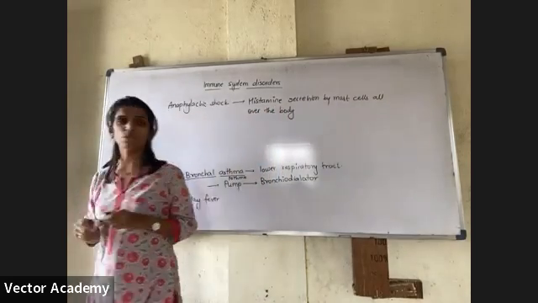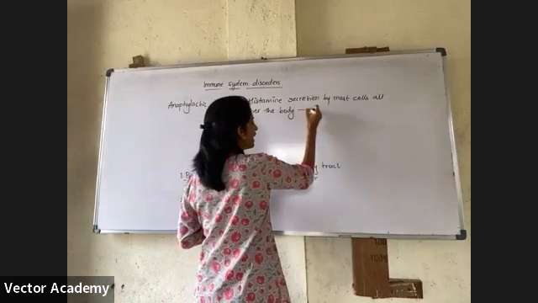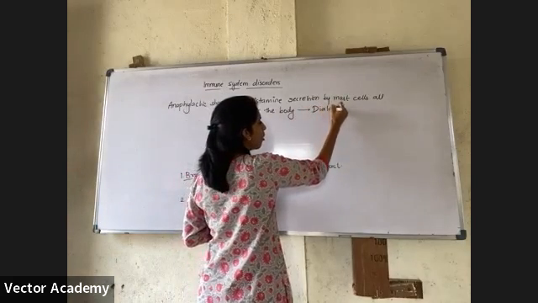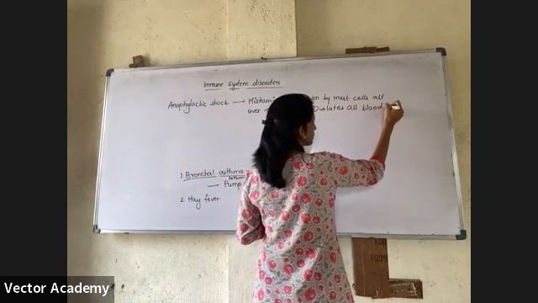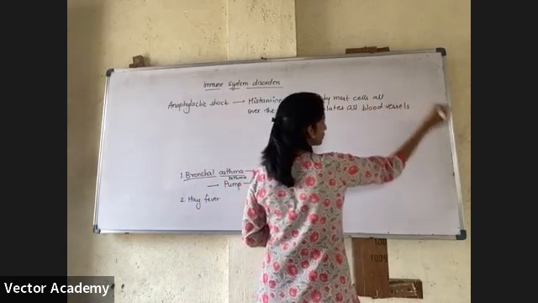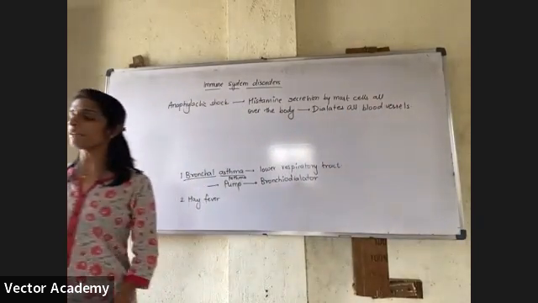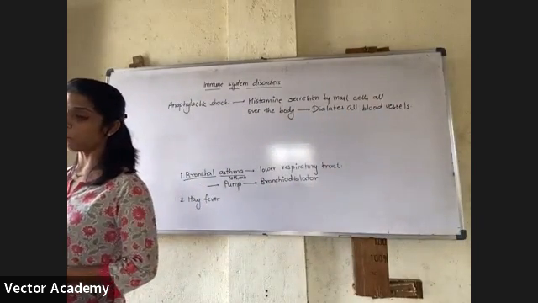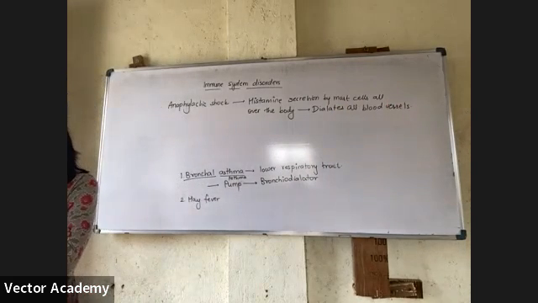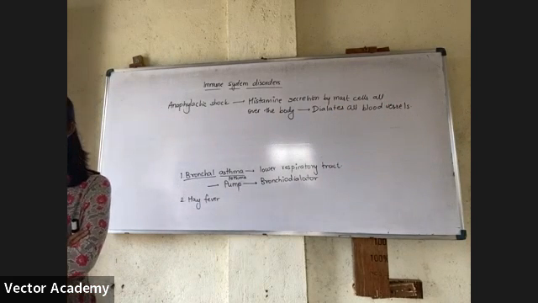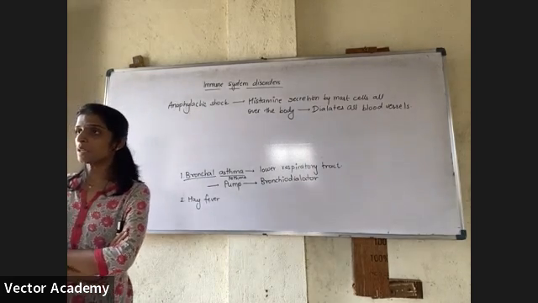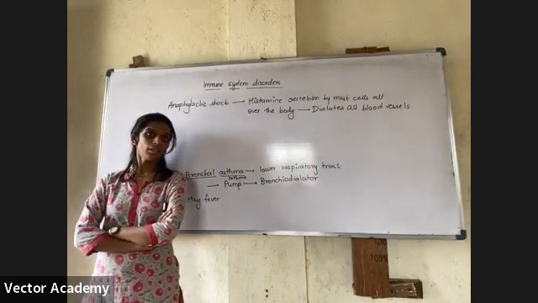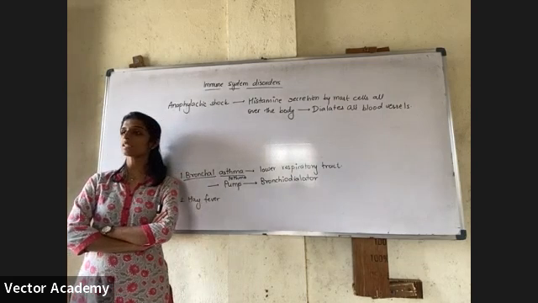Now histamine is a vasodilator, so it dilates all the blood vessels. And if the blood vessels are dilated, their permeability is increased. Alright? And if that happens, the fluid, that is plasma, from the blood will start leaking.